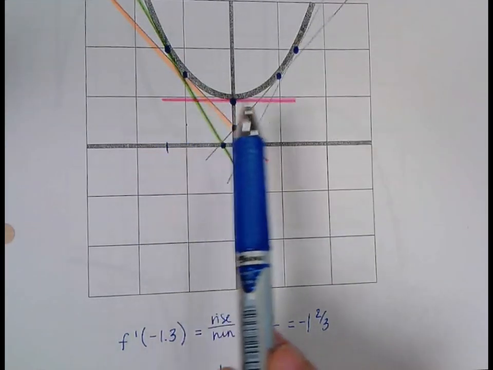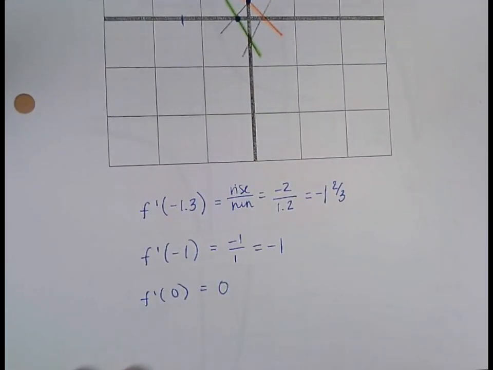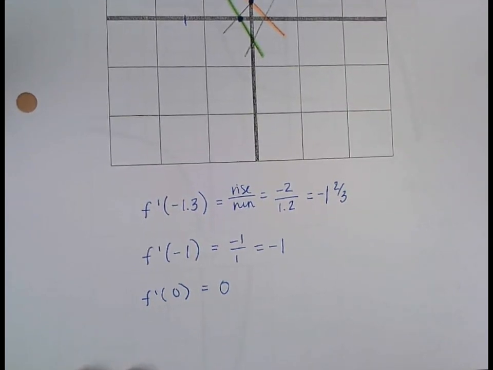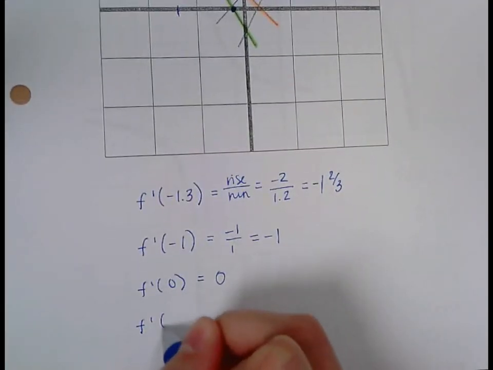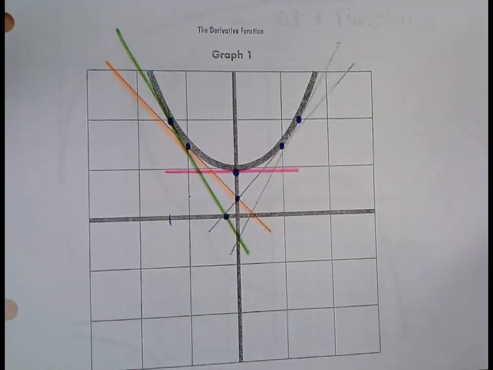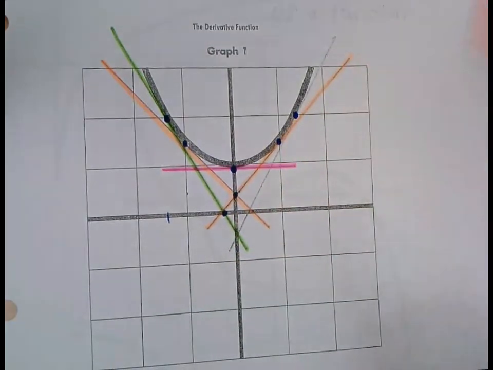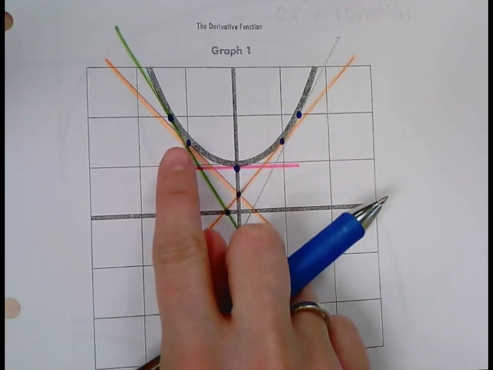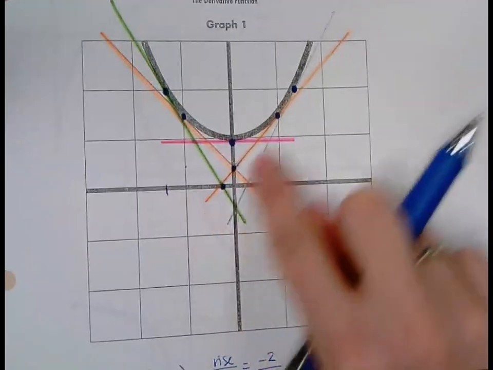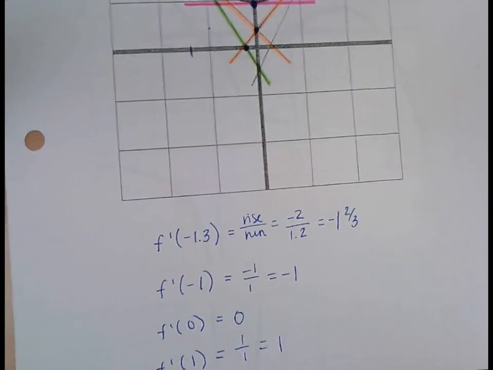Yep, and that was a horizontal tangent, so that slope is 0. That would be the derivative of the function at 0. And then the next one was at +1. And now what you're going to see with this curve in particular, it's going to be the exact opposite of the slope at -1. So now this would be a positive slope of up 1 over 1. So it's +1.